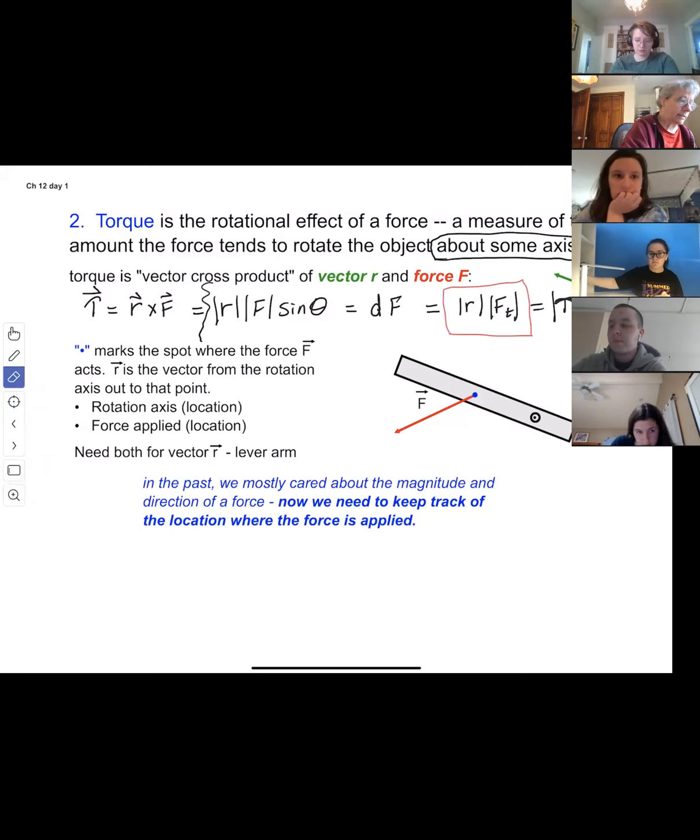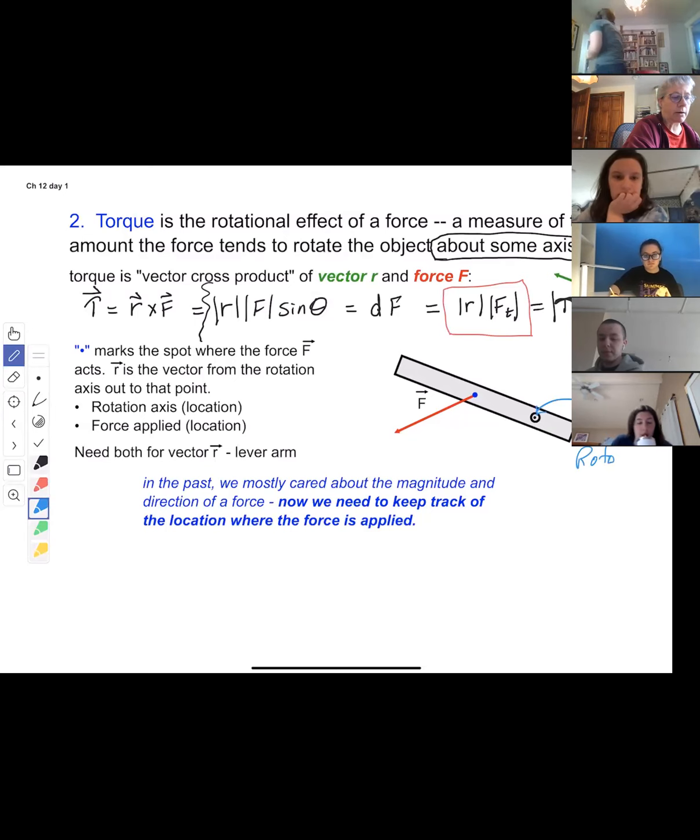But let's talk more about this definition. It's a cross product of vector r and a force F. So what the heck is going on with those things? Because you'll have a problem where you might have this axis of rotation that is either given or implied.